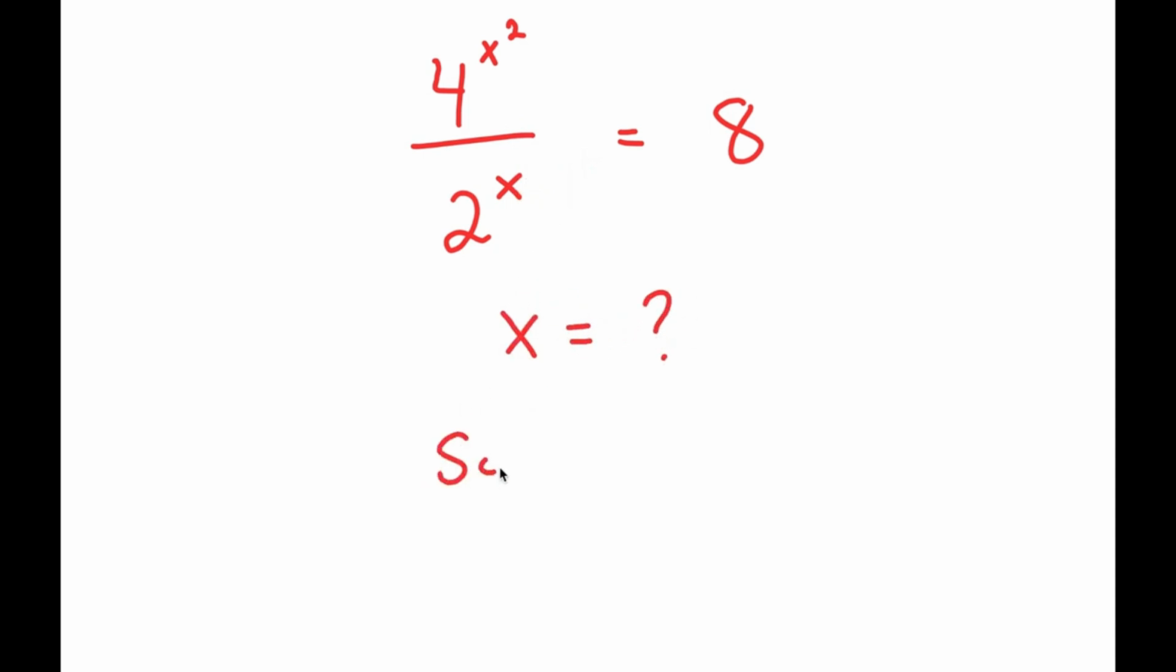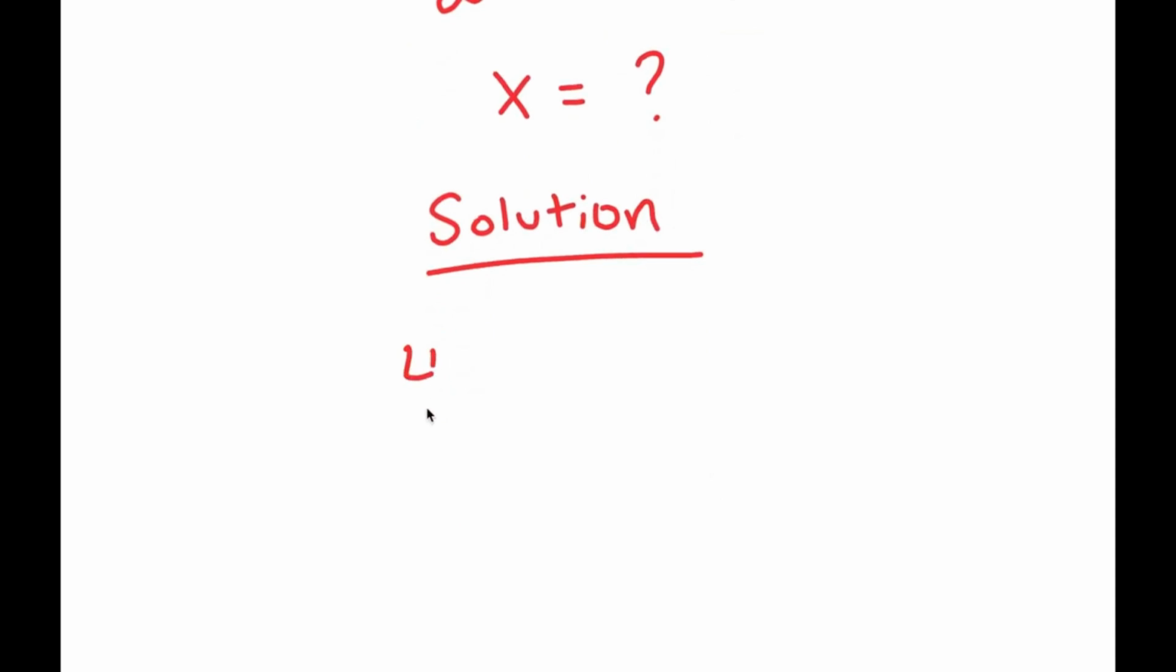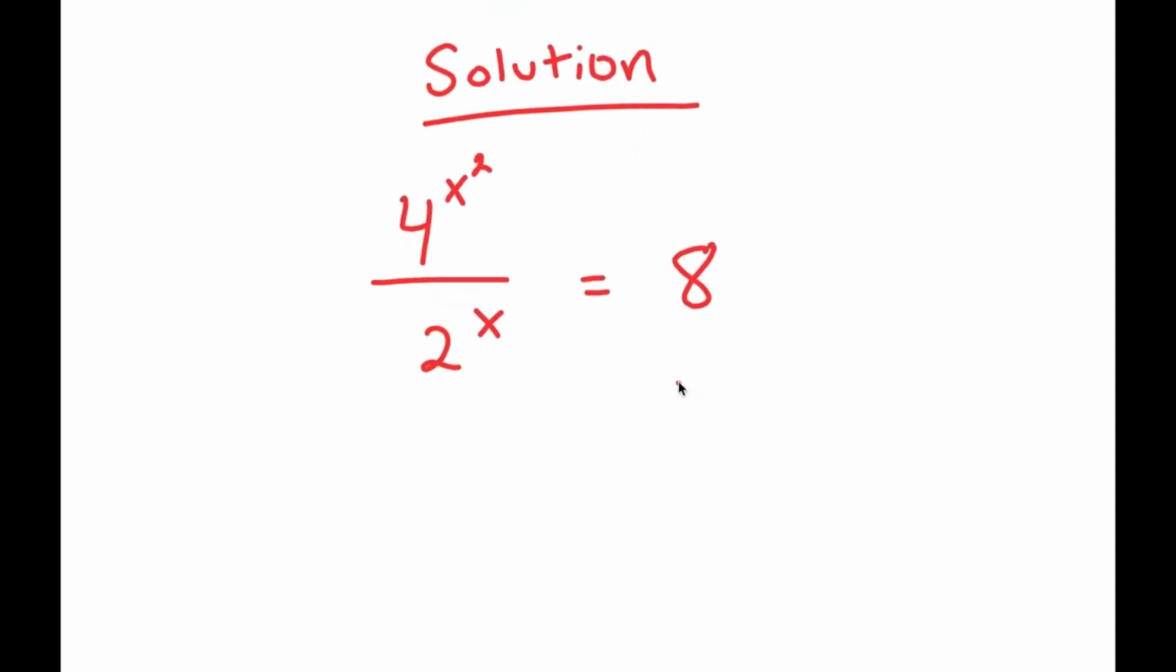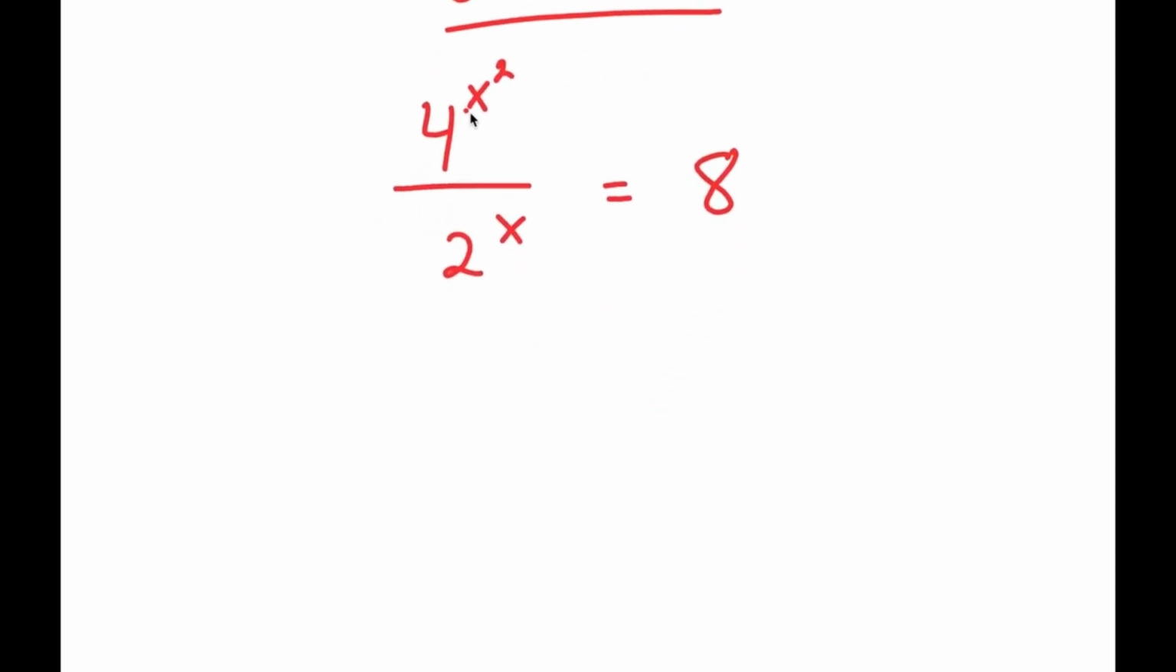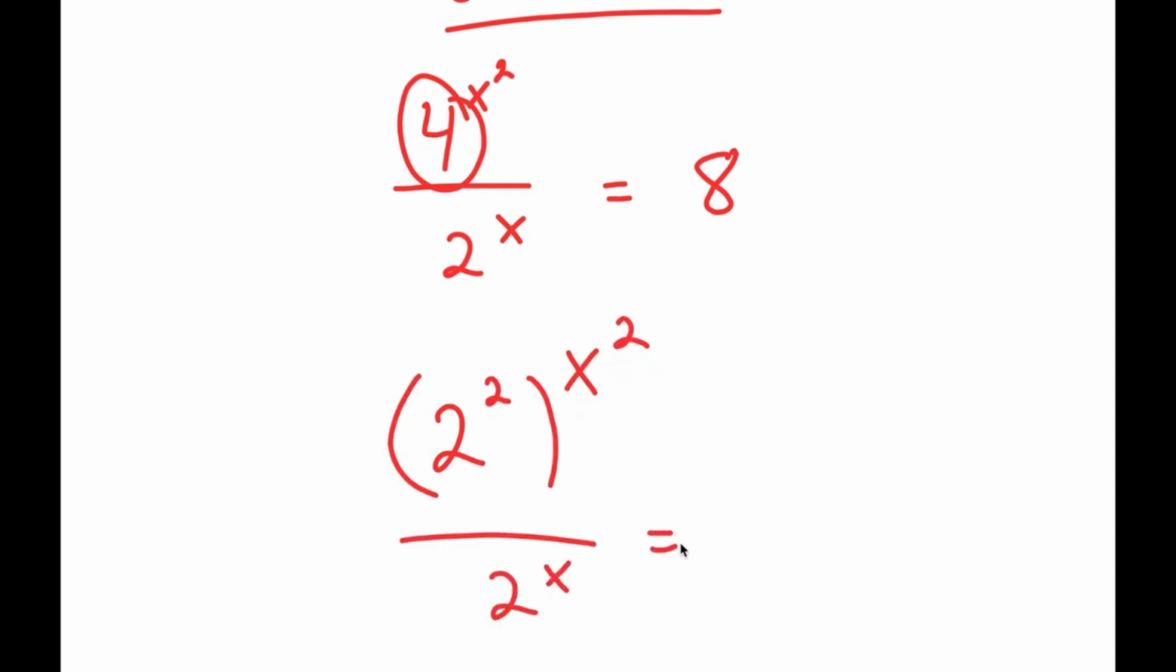Now for my solution, I'll first start by writing my equation down here. So I have 4 to the power of x squared over 2 to the power of x is equal to 8. And what I'm first going to do is start by rewriting 4 here as 2 squared. So I have 2 squared to the power of x squared over 2 to the power of x is equal to 8.